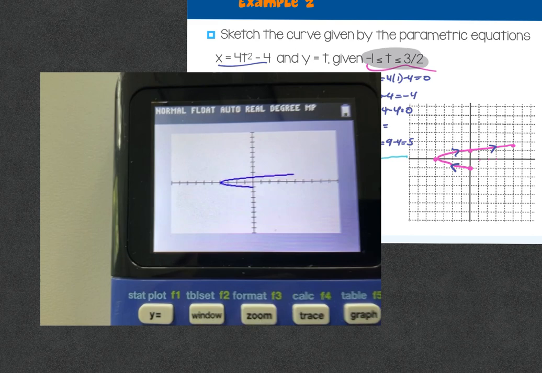The arrows are still missing from this. So our hand-drawn graph is still more accurate, but you can compare it that way. Questions on that one?